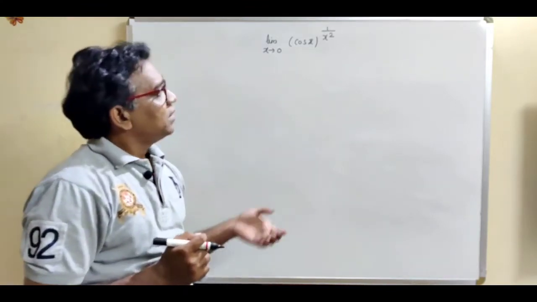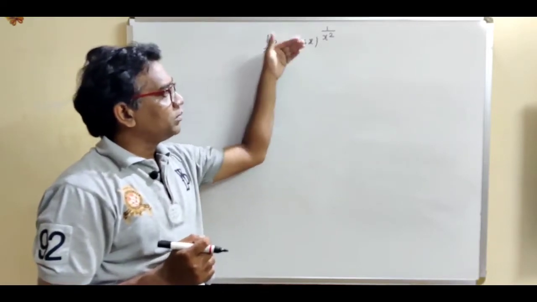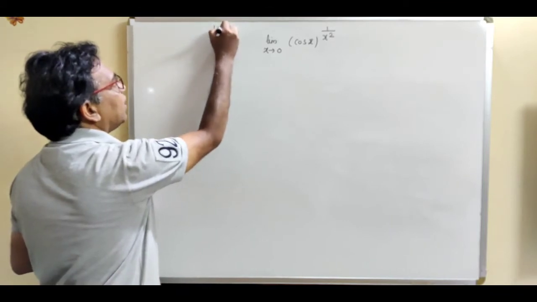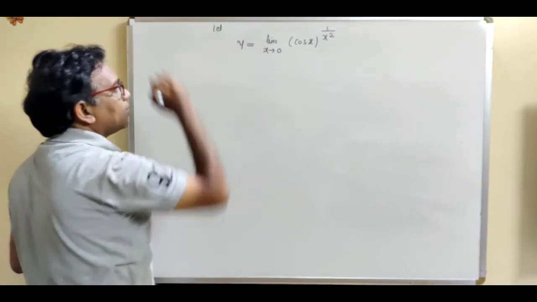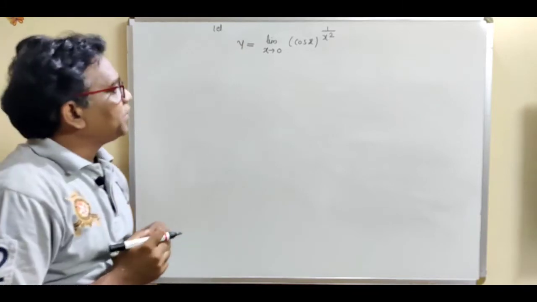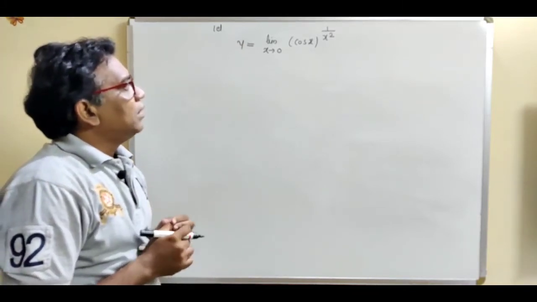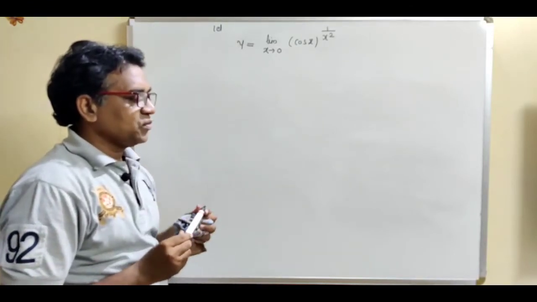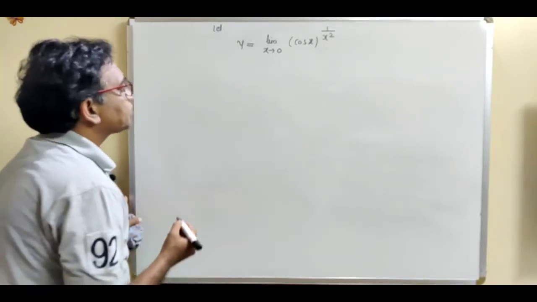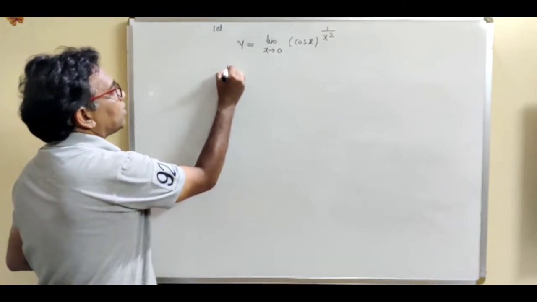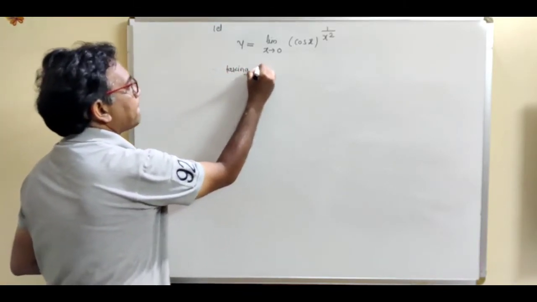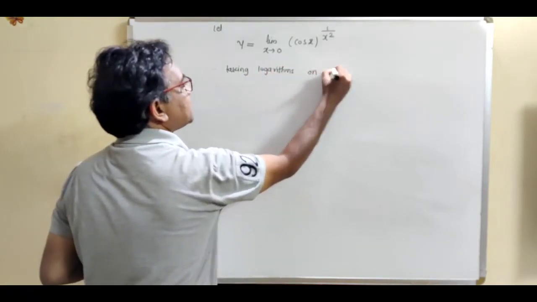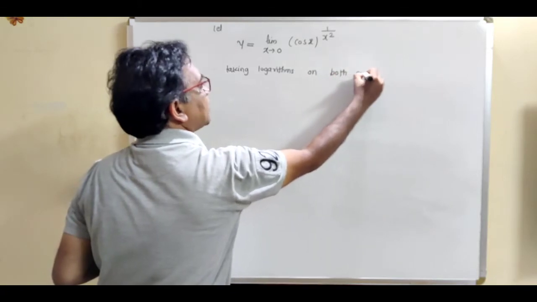So what is the method? First of all, convert this form into division form. This is the technique. So write down the solution. Let y be equal to the limit as x tends to 0 of (cos x) raised to 1 upon x square. What is the next step? Taking logarithms on both sides. This is the method.